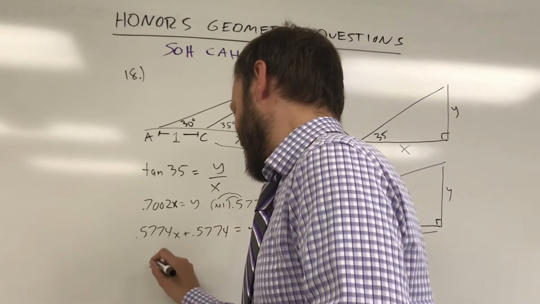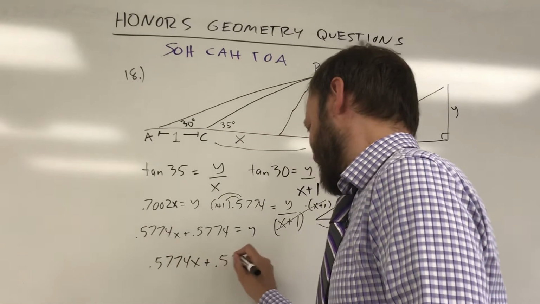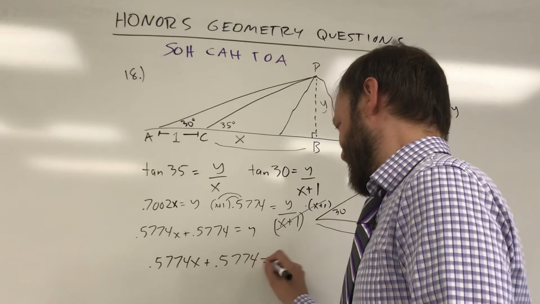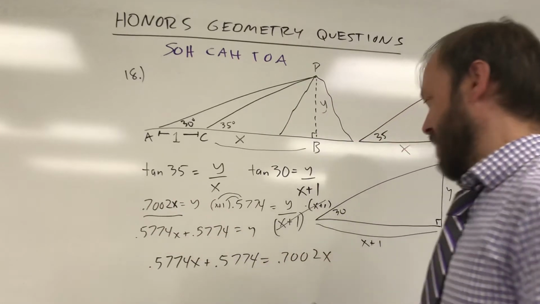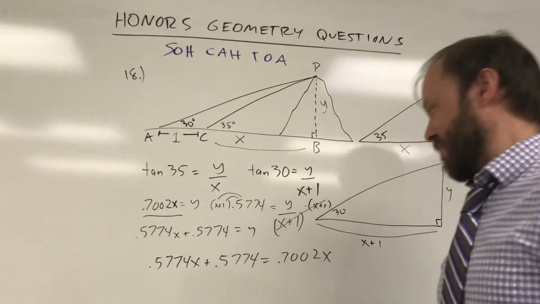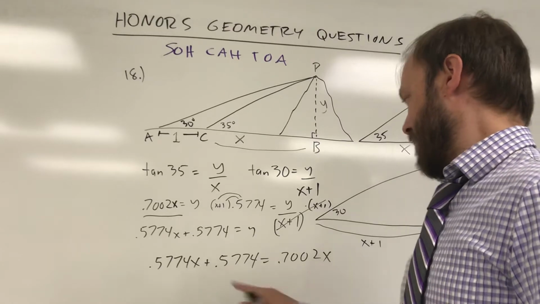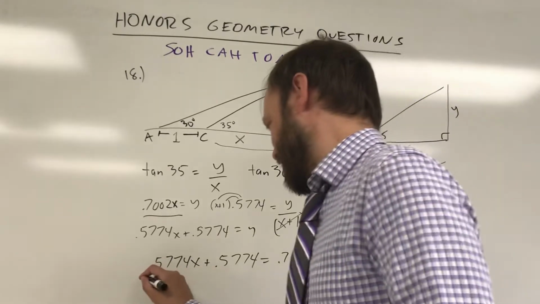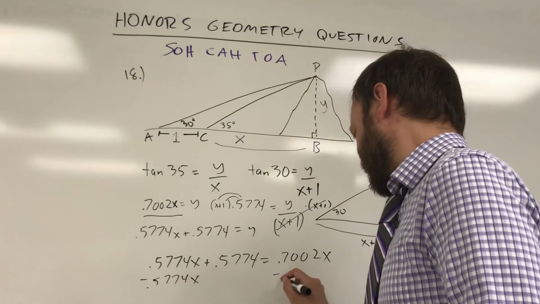So 0.5774x plus 0.5774 is equal to 0.7002x, okay? And again, it's just a little algebra 1 equation now. It looks ugly, we got decimals, but really not very bad. So, I'm gonna put all my x's over on this side. So I'm gonna subtract this 0.5774x from both sides.